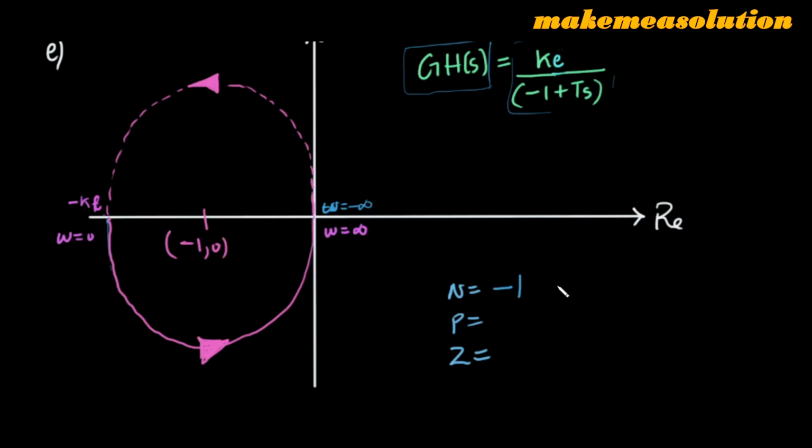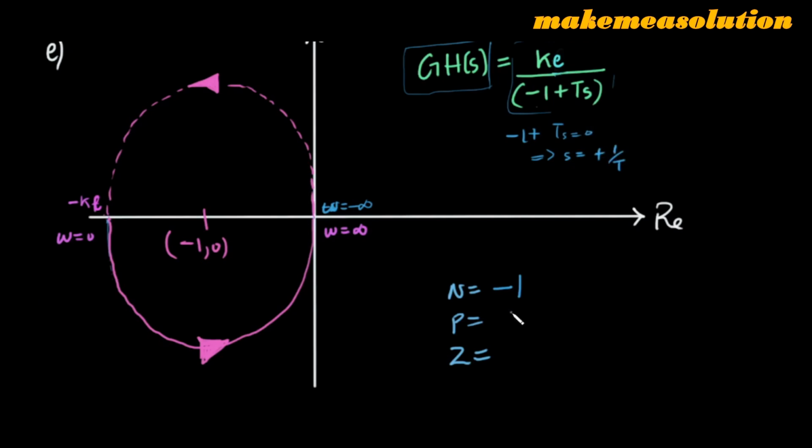Is that okay? So another thing I need to take note of is that I need to ask myself, what is the value of P? That's the number of open loop poles on the right hand side, the number of open loop poles that are positive. If you solve this equation by equating the denominator to 0, minus 1 plus Ts equal to 0 implies that s is going to be plus 1 over T. So that means s is positive. So the only pole of this system is positive.